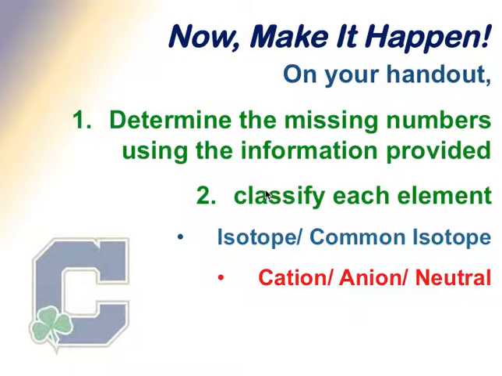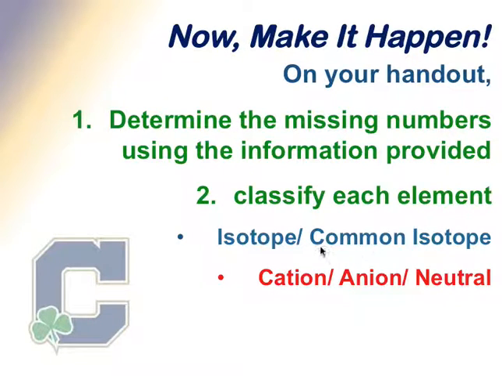You have a worksheet that's got a big table on it with a bunch of isotopic symbols, numbers, and things like that. What you need to do is determine the missing numbers using the information provided. Just remember that if I take the mass number minus the atomic number, that's going to give me the number of neutrons, because the mass number was protons plus neutrons. Atomic number is just protons, so if I subtract those two, I should get the number of neutrons. And then I need to classify each of the elements. Is it an isotope? Is it a common isotope? Is it a cation? Is it an anion?